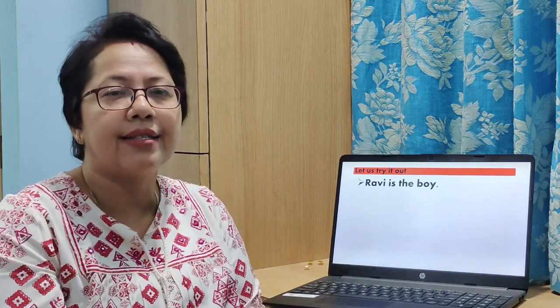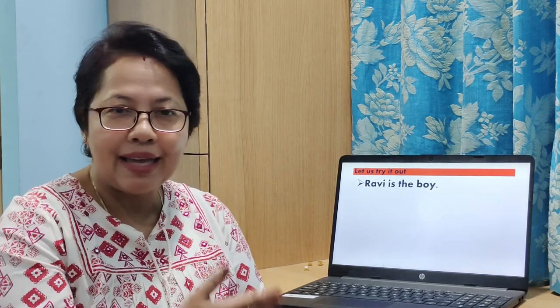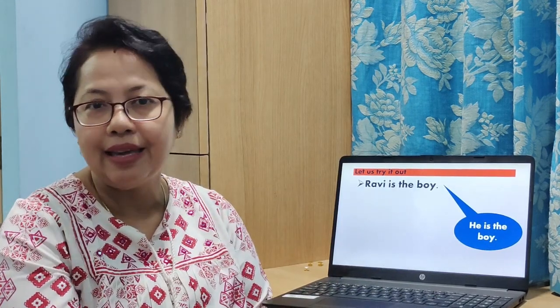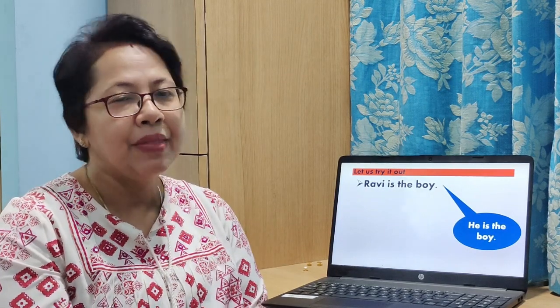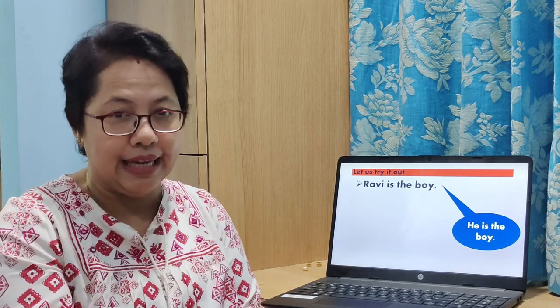Now let us go to a sentence. Let us try it out in another way to recognize, apart from nouns, what other parts of speech we all should know. Like in this sentence, Ravi is the boy. Who is the boy that you're talking about? Ravi is the boy. So in this sentence, I can replace Ravi with the word he. Ravi is the name of somebody, hence Ravi is a noun, and I'm replacing Ravi with the word he.